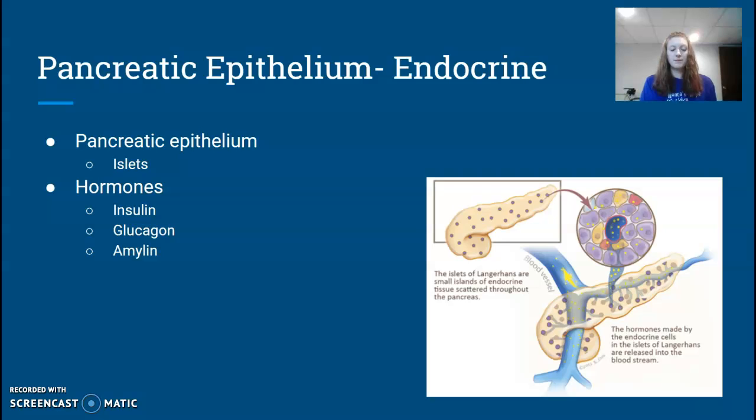Glucagon, which is secreted by alpha cells, acts in opposition to insulin. If blood glucose levels fall too low, glucagon will be secreted, which signals to the liver to break down glycogen and release glucose into the bloodstream.